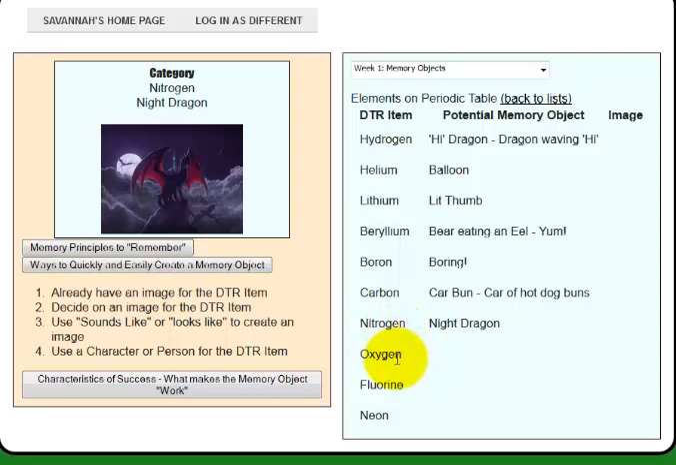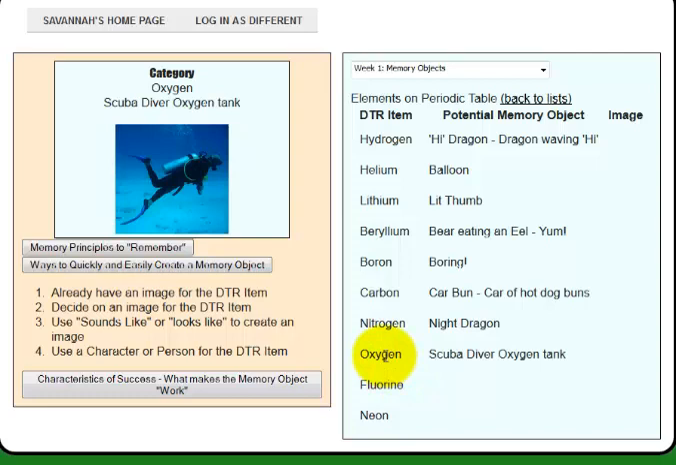Okay. Next one is oxygen. Oxygen, I envision just an oxygen tank on like a scuba diver. You know, a tank where the diver has the oxygen so he can breathe underwater. So can you imagine a scuba diver with an oxygen tank on his back? Okay. Fluorine, this is a little difficult too, but again, it's a number 3. I already have an image for oxygen. Fluorine's a little bit different. So think about fluorine.